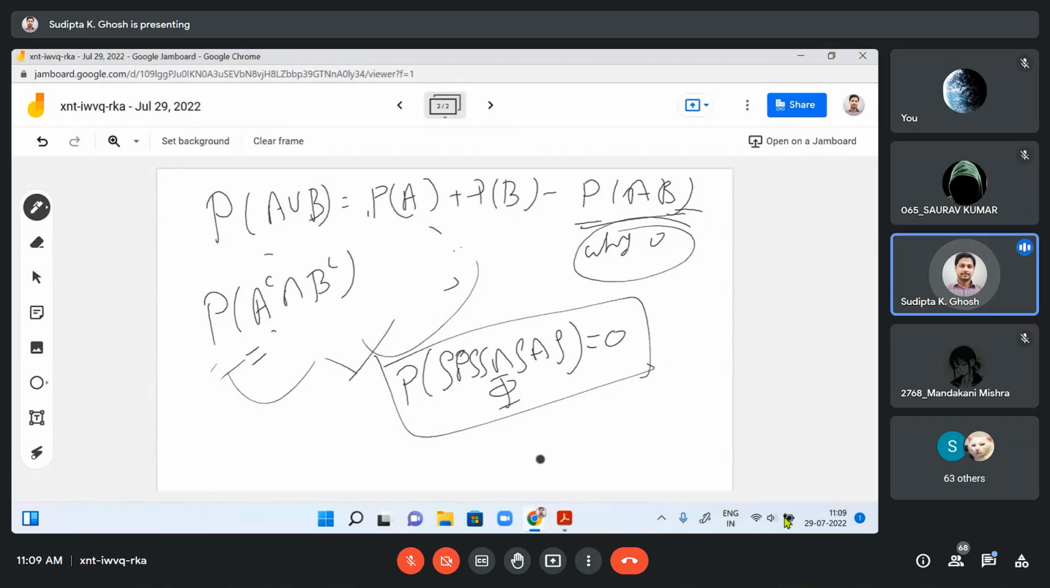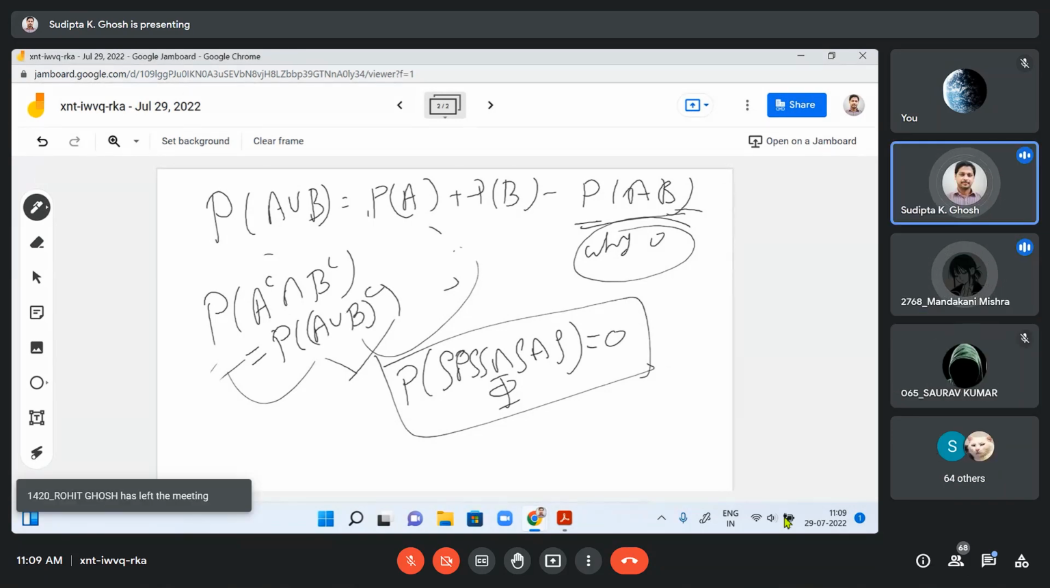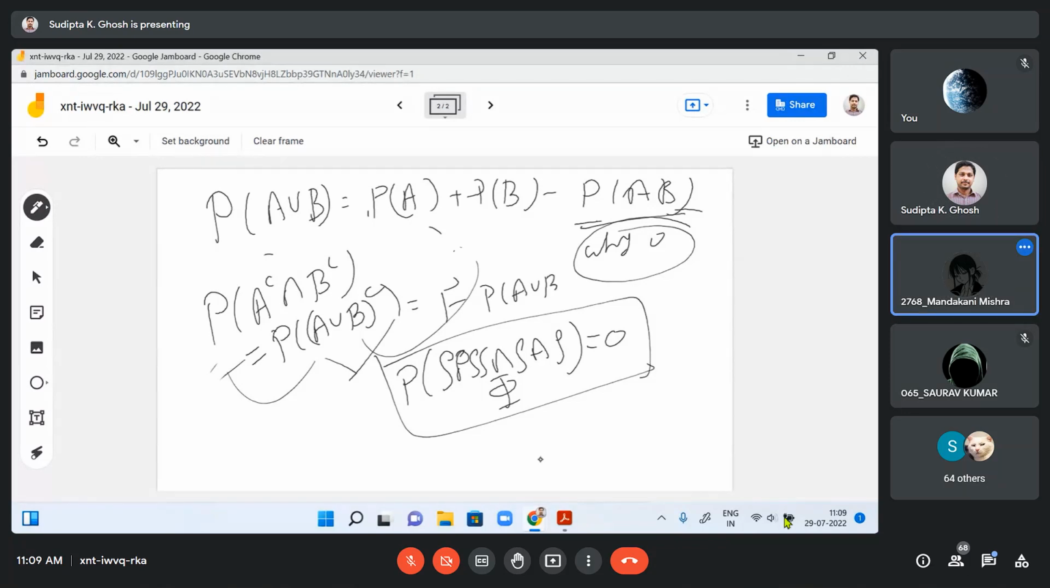What is De Morgan's theorem? The probability of A complement intersection B complement equals the probability of the whole complement of A union B, which is 1 minus the probability of A union B. But you have already calculated this value. Just put the value in and you have your final answer.